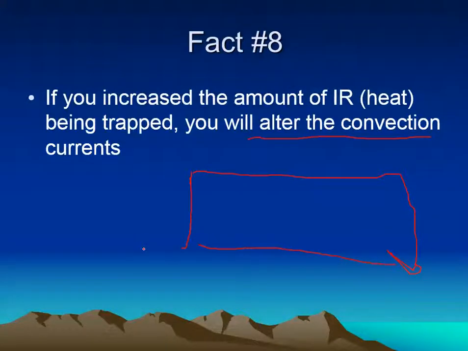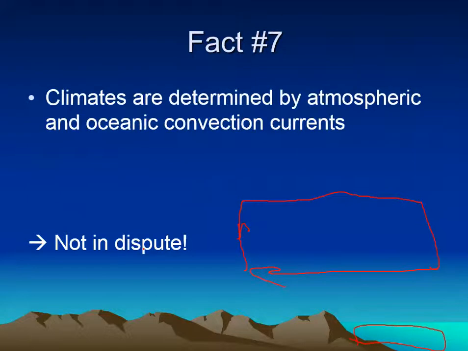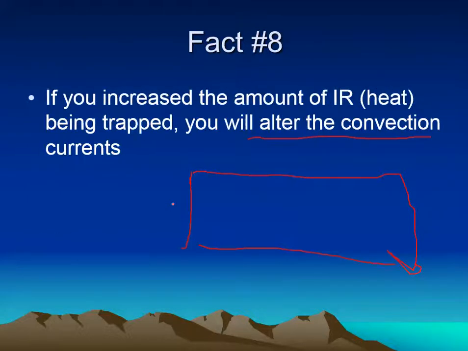So when you add more heat to the system, you are altering the shape of these convection cells. And once again, this is not in dispute. If you add more energy to the system, you're going to have an effect. So this gives you the scope of the problem. It's not just a little bit of carbon dioxide making a planet a little bit hotter. When you change the shape of these convection cells, you're altering these stable climates that human society depends on.